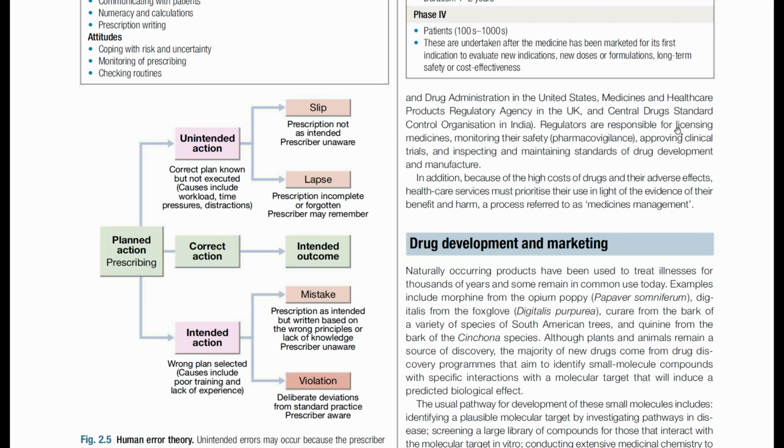Regulators are responsible for licensing medicines, monitoring their safety, pharmacovigilance, approving clinical trials, and inspecting and maintaining standards of drug development and manufacture. In addition, because of the high cost of drugs and their adverse effects, healthcare services must prioritize their use in light of the evidence of their benefit and harm, a process referred to as medicines management.